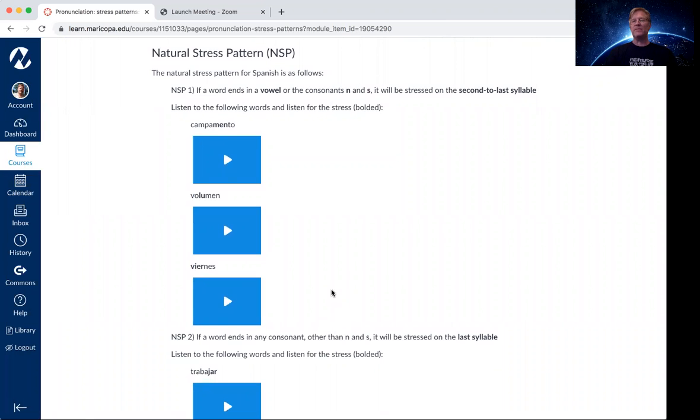So in Spanish, there's a definite stress pattern to the language. Most words don't need an accent mark because they follow a natural stress pattern. And that pattern is any word that ends in a vowel, an N or an S, is naturally stressed on the second to last syllable. And a word that ends in any consonant other than N or S is stressed on the last syllable. Any word that breaks those two rules needs an accent mark.